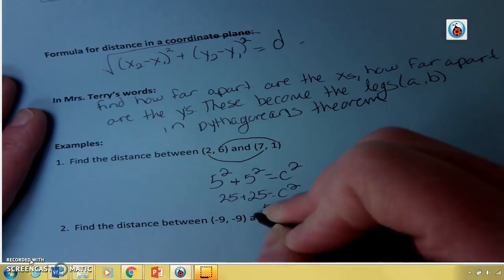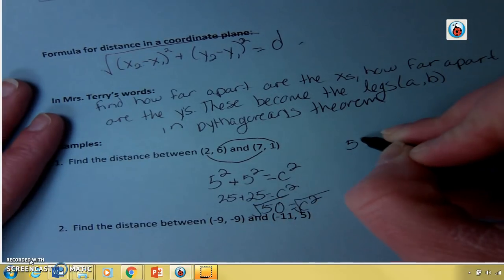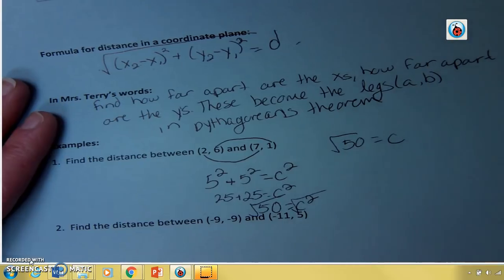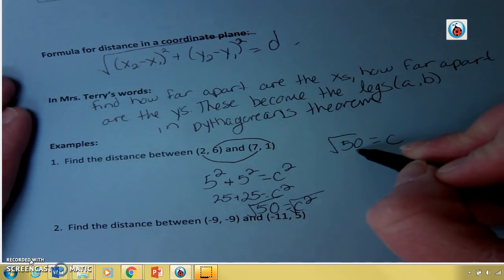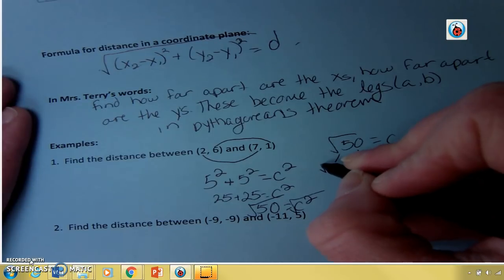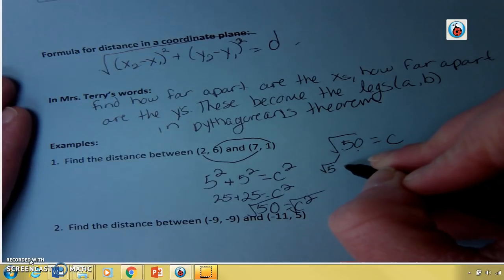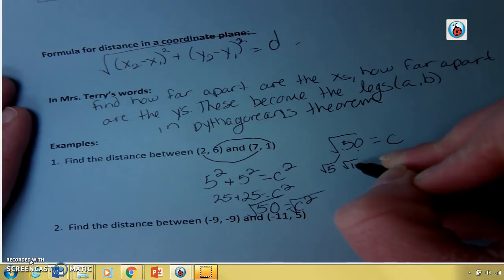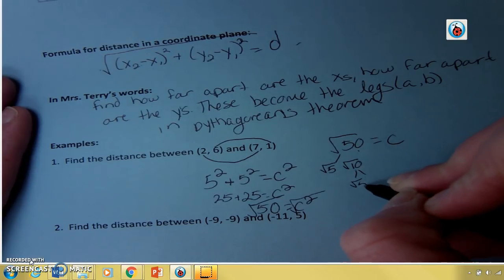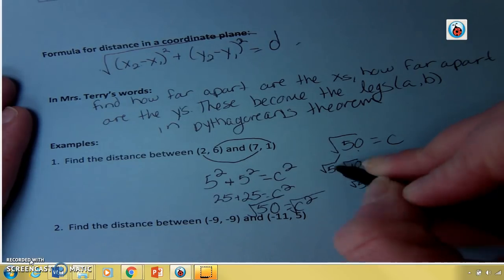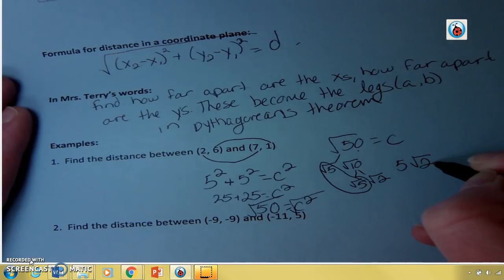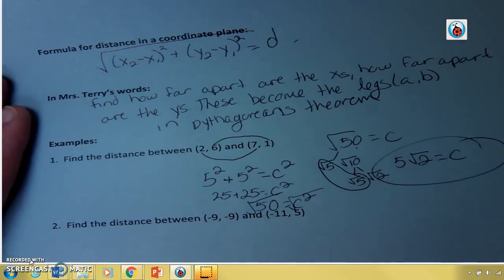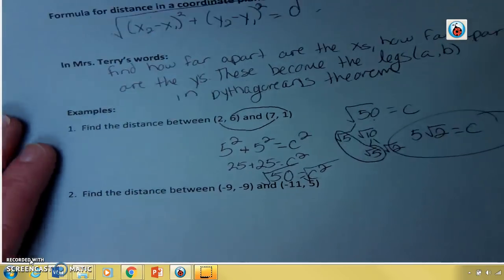We have to square root both sides. Now here's where we come back to our lesson from last time: can I write this as a simplified radical? Well, I know that's square root of 5 times square root of 10, and that's also square root of 5 times square root of 2. I have 2 square roots of 5, so that means 5 square root of 2 is c. All right, there's our answer.